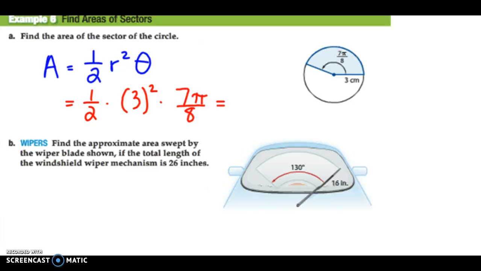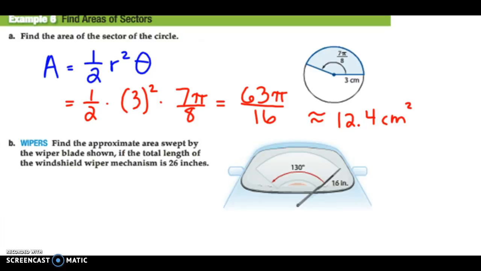Okay, so when I do that, 1/2, 3 squared is 9, 7 pi over 8. What I end up getting is 63 pi over 16. And that's going to be my answer. If I wanted to simplify any further, it's approximately 12.4 centimeters squared if you wanted to simplify it any further.